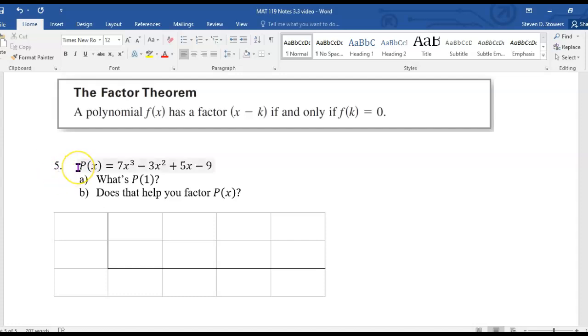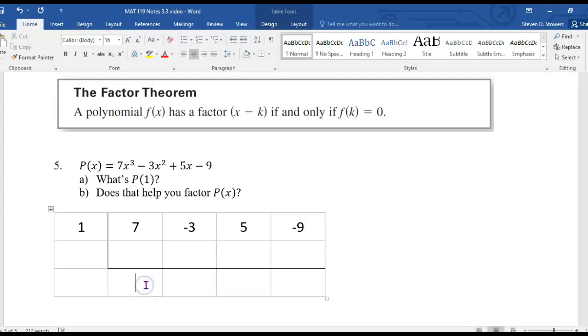So here's a polynomial, p of x equals 7x cubed minus 3x squared plus 5x minus 9. First question, what's p of 1? Let's find it using the remainder theorem. We'll put 1 out in front, and we'll put 7 and negative 3 and 5 and negative 9 here. And we'll start with the adding and multiplying.